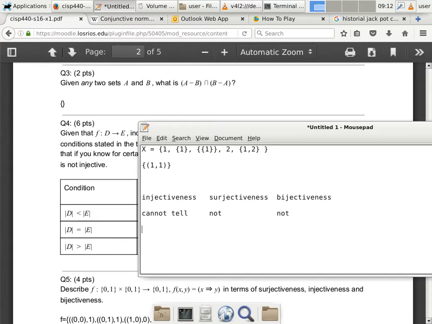The cardinalities of these two are exactly the same. Can we say for sure that the function itself is injective? No. Nope. Cannot tell. Right. Can we tell whether it's surjective or not?